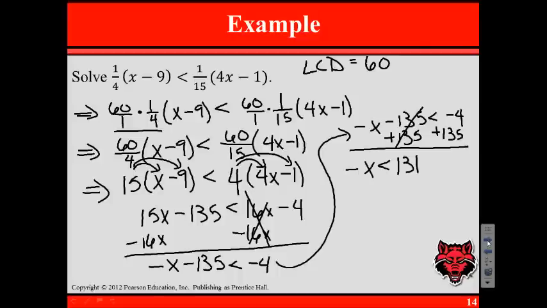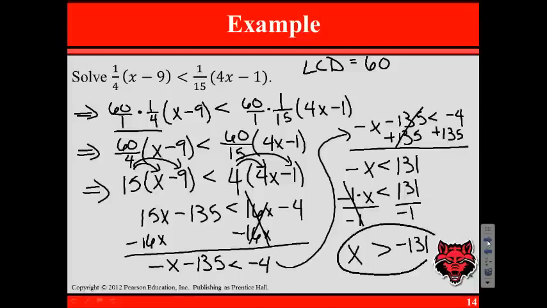We're not finished because we don't have a positive x. We want x to be by itself, with no numerical coefficients, and that includes negative 1. Remember, negative x is the same as negative 1 times x. So negative 1 times x is less than 131. We divide both sides by negative 1. Negative 1's cancel on the left-hand side. So we have x. The sign reverses direction because we divided by a negative. And the right-hand side becomes negative 131. Now, for this particular example, we don't need to graph the solution.